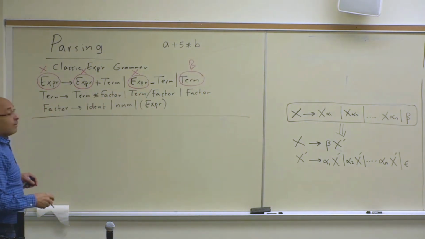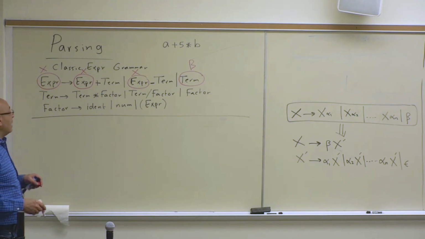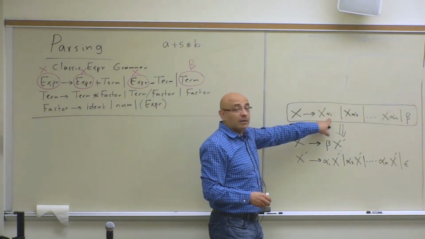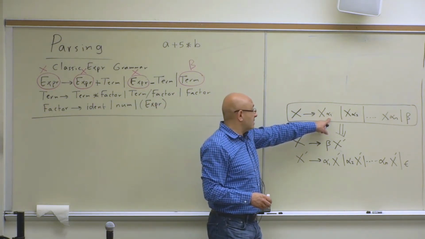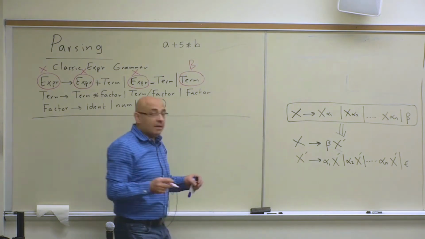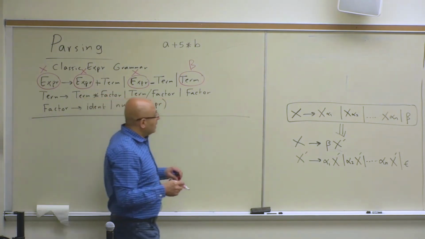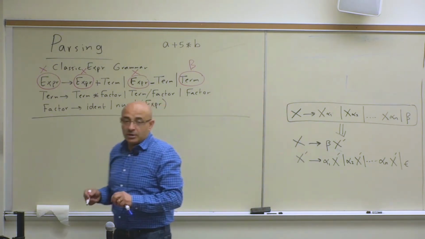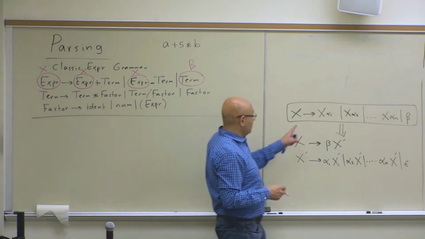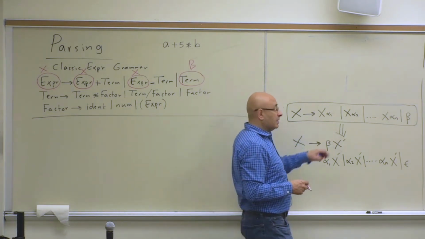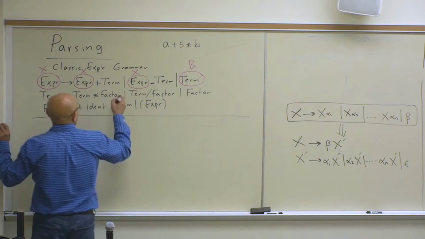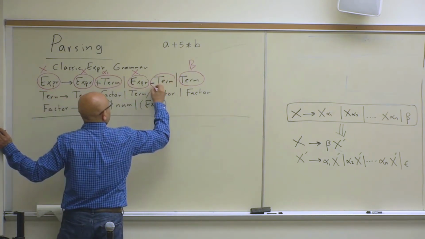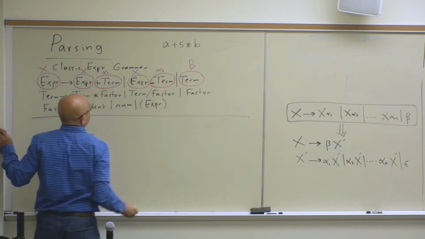Now where is my alpha 1? My alpha 1 is plus term. So this alpha 1 is not necessarily a single symbol. In fact, it can be any combination of terminals and non-terminals. So this alpha here can be anything. It doesn't have to be one terminal. This is my alpha 1. This is my alpha 2.